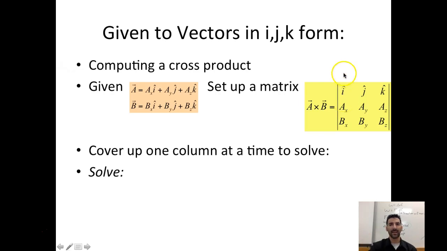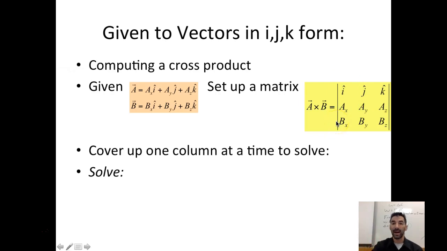So I pretend it's not there. I cover up that column, meaning I am solving for I. And then I'm essentially left with this small little 2 by 2 matrix. I then multiply my AY times BZ, so AY BZ minus AZ BY. That would be in my I hat direction.